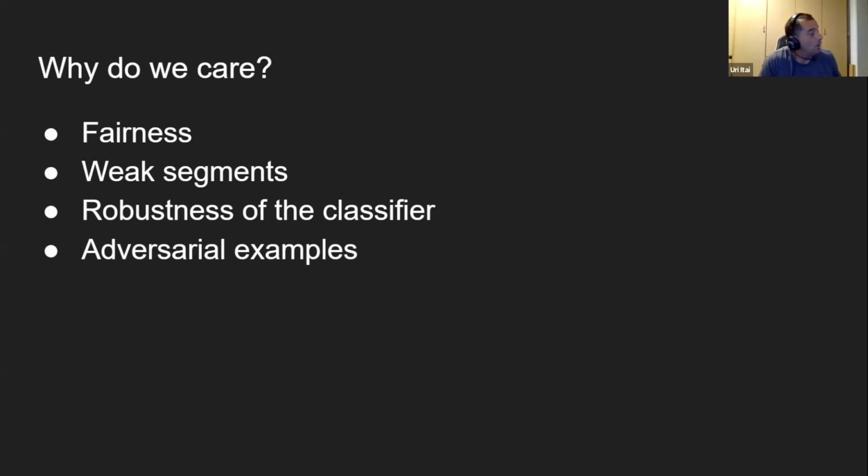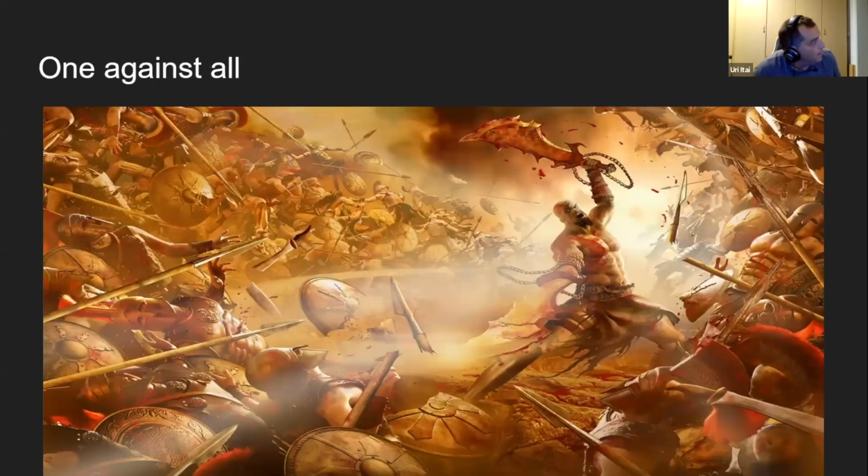Okay, so, one against all. What is the one against all approach? You choose one of your classes, and then you just let this class fight against the rest of the world. This can work out quite well if you know which class is more favorable than the others, if you have one bigger class, but usually you don't.